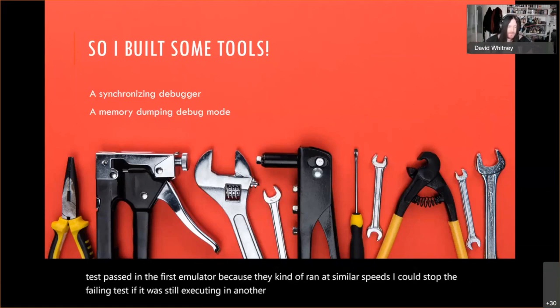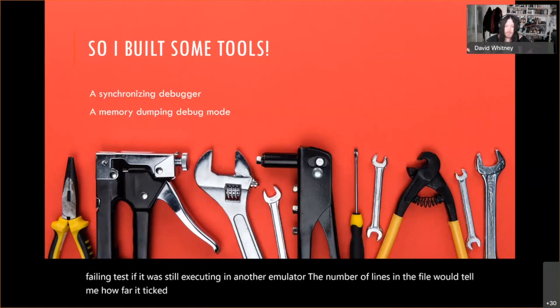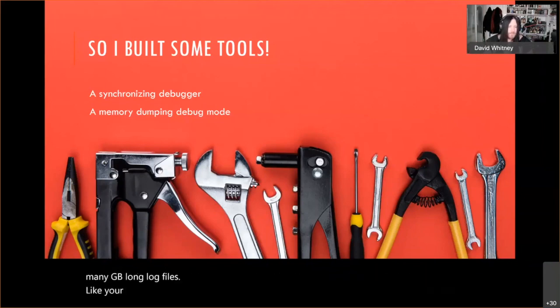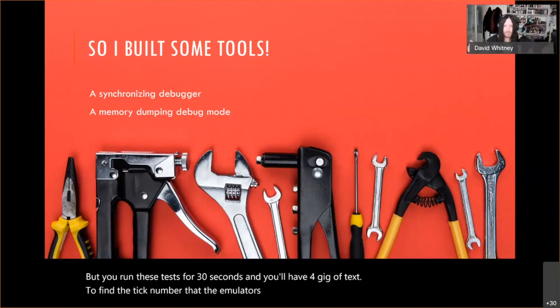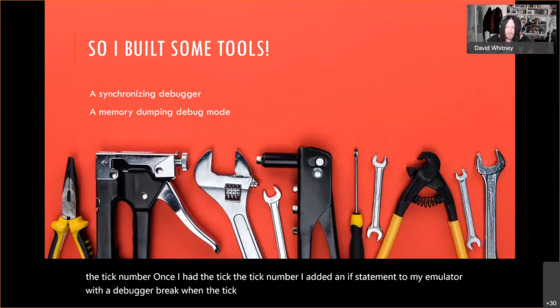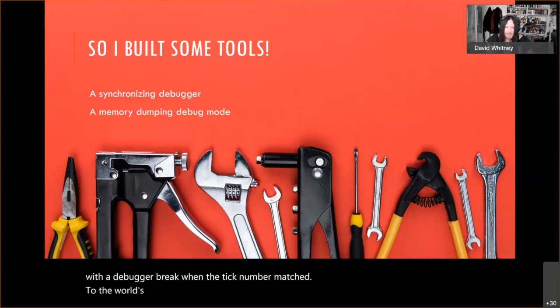The number of lines in the file would tell me how far I'd ticked forwards. And what I ended up doing was doing lengthy diffs of these many gigabyte long log files. Like you run these tests for 30 seconds and you'll have 4 gig of text to find the tick number that the emulators diverged on. So I just did a diff tool and I found the tick number. Once I had the tick number, I added an if statement to my emulator with a debugger break when the tick number matched. The world's most lo-fi debugging technique.